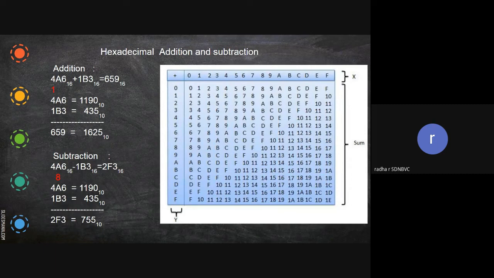Then you have 10, then 11, 12, 13, 14, 15, then 16, 17, 18, 19, and so on. That is 15, so you have F. Okay, 15 can be represented with F. Then here 3 is there. So 3 minus 1, 2. So you get this value.